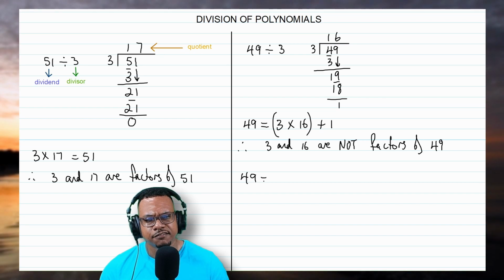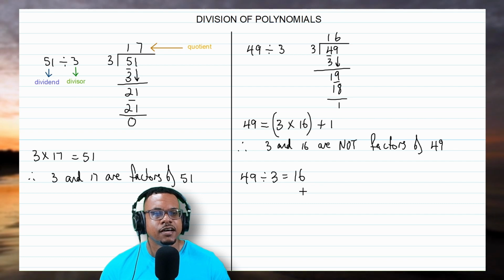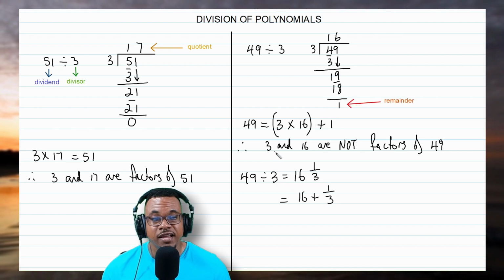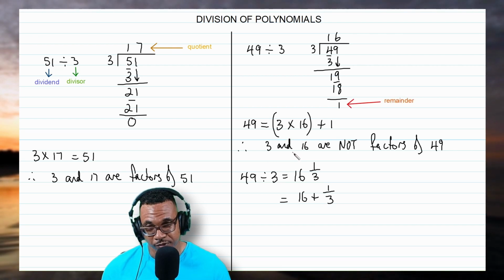Another interesting point is that 49 divided by 3 is equal to my quotient 16. Alright, and then we'll take my remainder and put it over my divisor. So we have 1 over 3, so that's 16 and 1/3, which is the same as 16 plus your remainder over your divisor. Now let's go apply these concepts to polynomials.